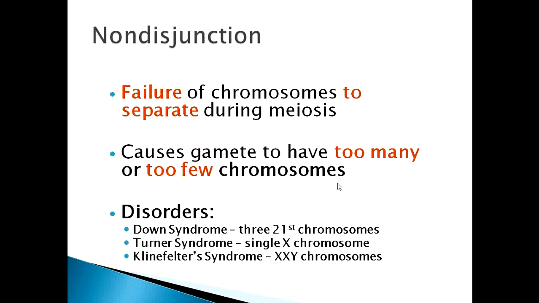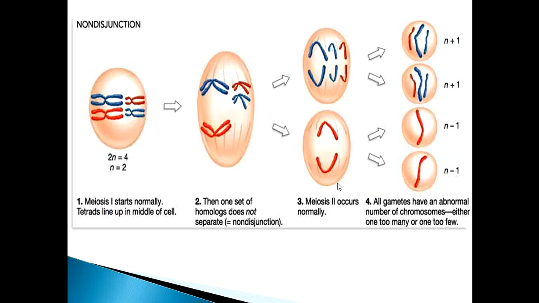Nondisjunction, failure of chromosomes to separate during meiosis, causes gametes to have too many or too few chromosomes. For example, in Down syndrome, patients have 3 copies of chromosome 21, while in Turner syndrome they have a single X chromosome, and in Klinefelter syndrome they have a double X chromosome.